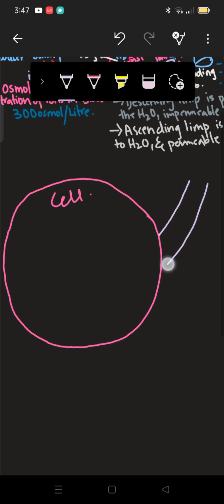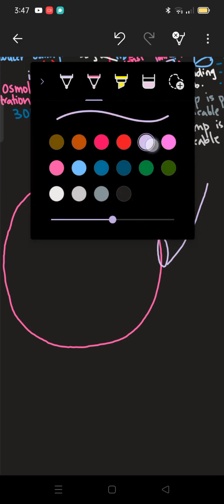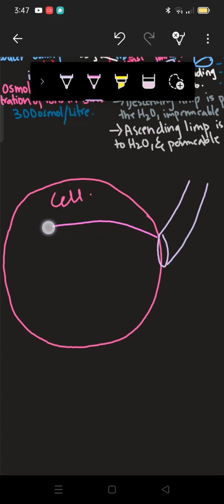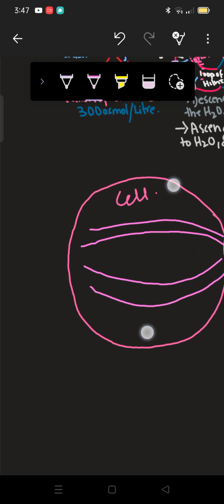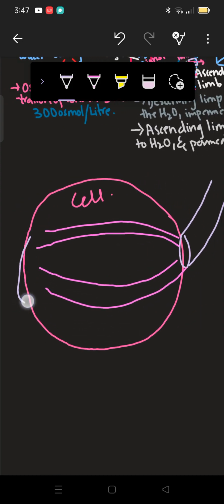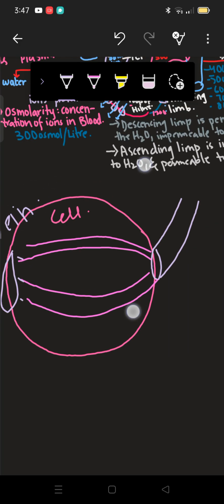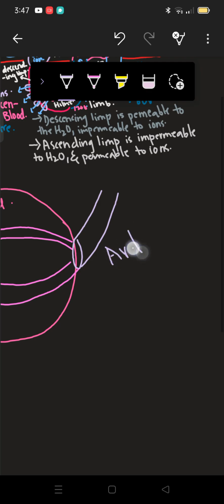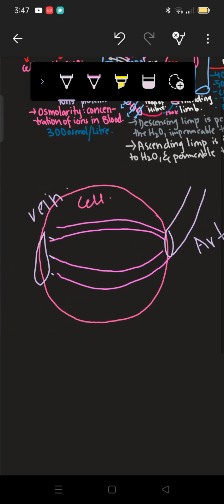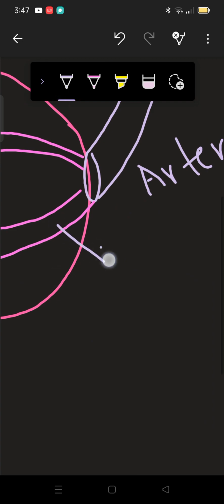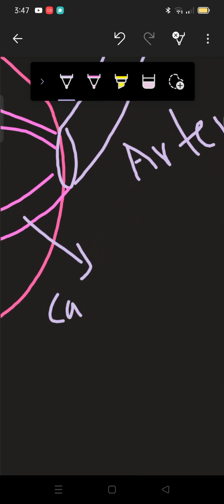When an artery comes here, it subdivides into capillaries, we know that. And ultimately here a vein would be forming. This is the artery, and that is the vein, and these are what? These are capillaries, because we know that the exchange of things happens only through the capillaries.